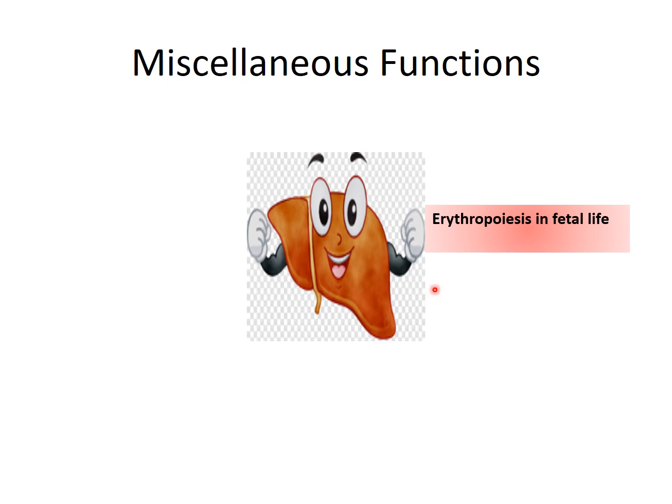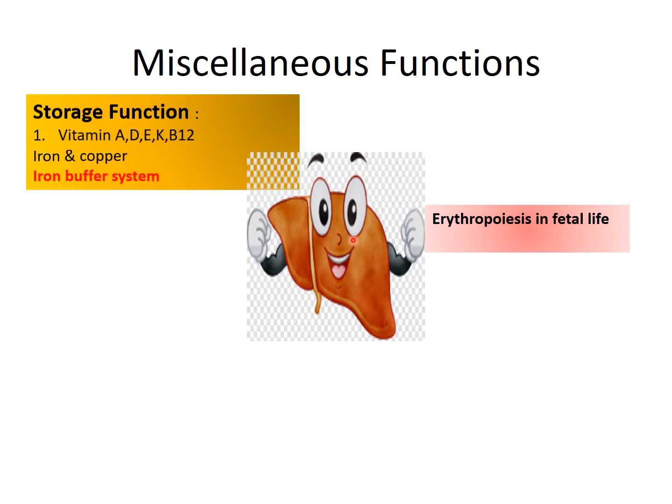Now coming up to the other functions of the liver. The function that begins early in fetal life is erythropoiesis, or the production of red blood cells. Second, it is also responsible for the storage of certain vitamins: fat soluble vitamins A, D, E, K, and the storage of vitamin B12.